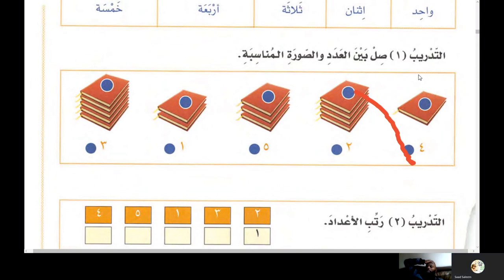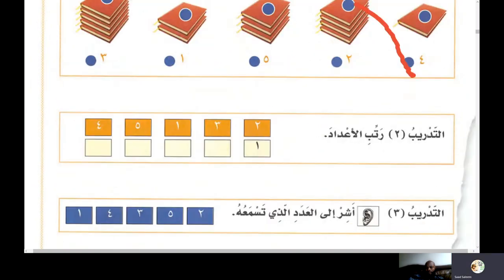At-tadribul awwal. Sil bayna al adadi wa as-suwar al-munasiba. Good. Connect between the number and the appropriate picture. This is your homework, okay?